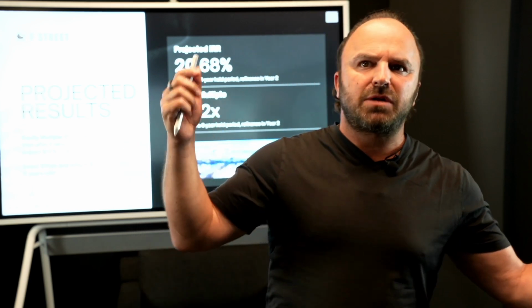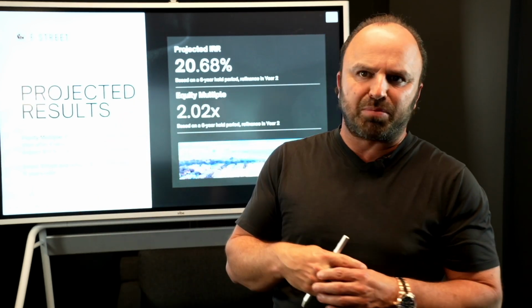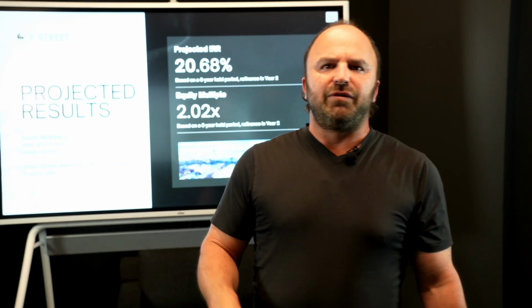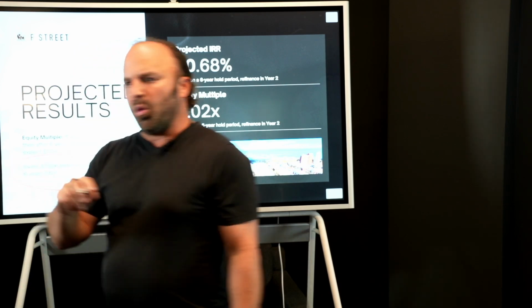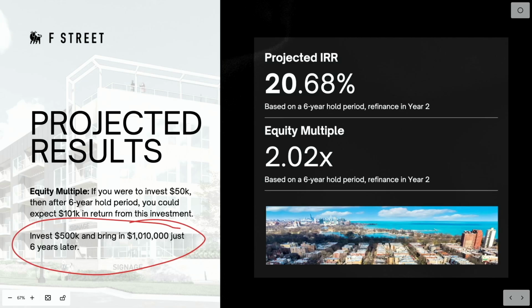Okay, so we talked about a 20.68% IRR on those deals, a 2.02 times multiplier based on a 6-year hold with the refinance happening in 2 years. If you invested $500,000, you could get back $1.01 million 6 years later.